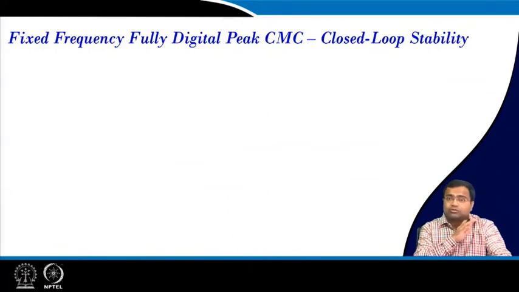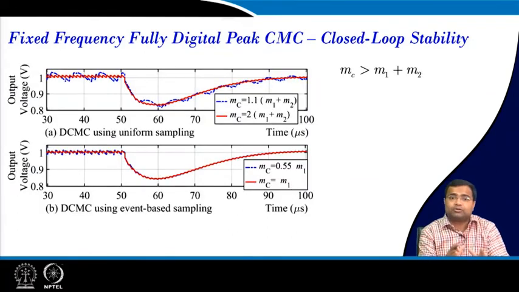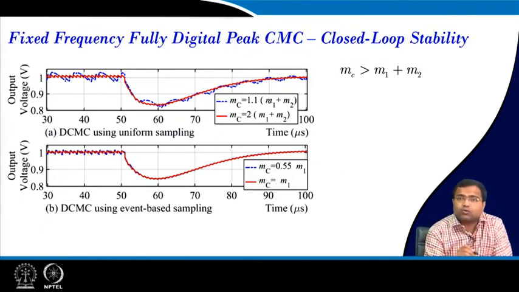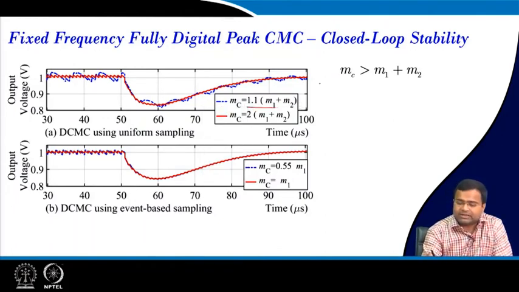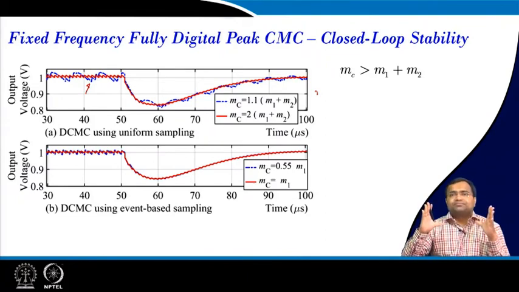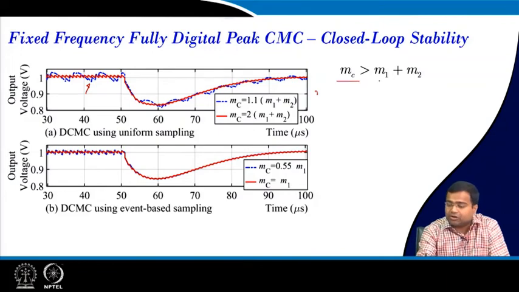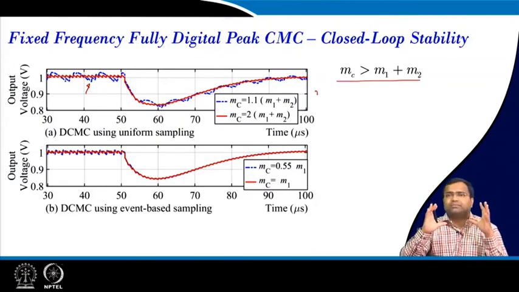But once you close the outer loop, I am just showing an example because I will go to this closed loop analysis later. So here I am showing, if I just close the outer loop and if I set mc equal to 1.1 times, that means I have taken mc to be greater than m1 plus m2. But with closed loop, you see the blue lines indicate there is subharmonic oscillation. This is for closed loop.